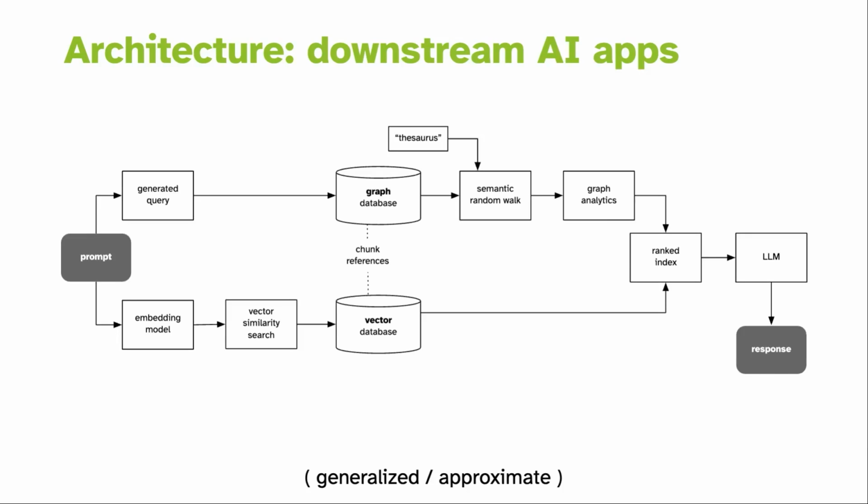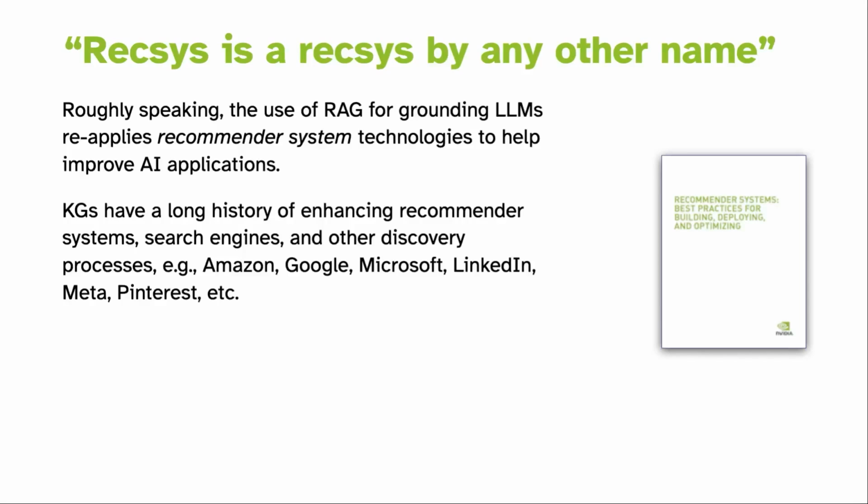That's what has been shown. We'll give some papers about that. At the end of the day, a lot of what's going on with RAG, roughly speaking, is very familiar if you've done recommender systems work. And so in a lot of ways, one could overgeneralize and say that this is basically reapplying some of the techniques out of recommender systems to help improve AI applications.